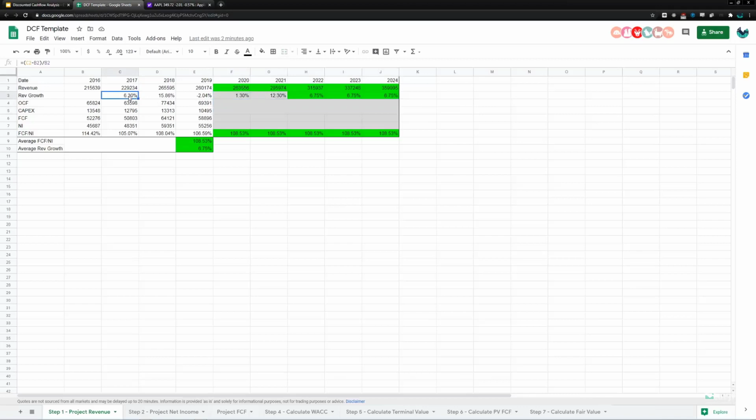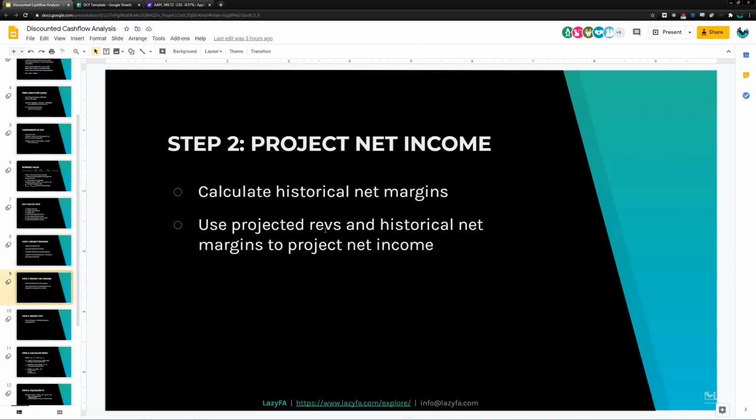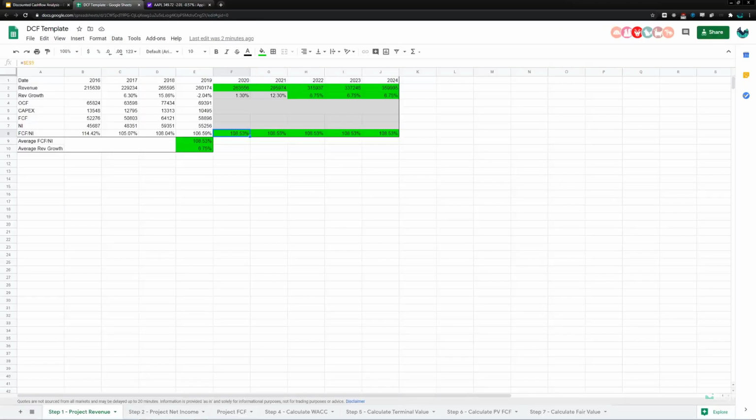So what I did was, to get a projection of roughly where revenues might go, just average these all together and then fill in the rest with that. So that means that we now have projected revenue and step one is complete. In the next step, we're going to see what the reason for this 108.53 is, and that is for projecting net income. So let's move on to the second tab here.